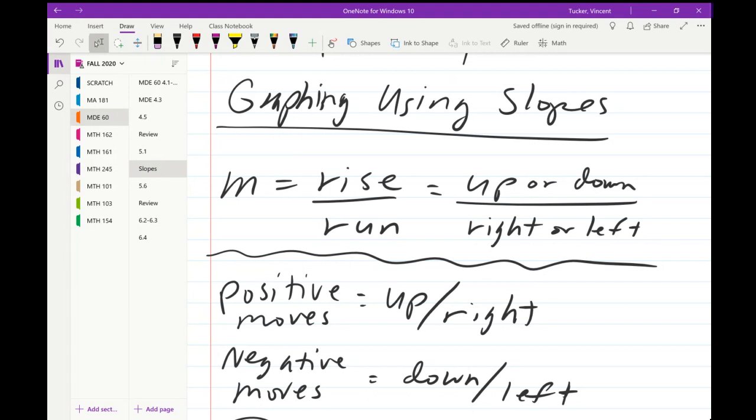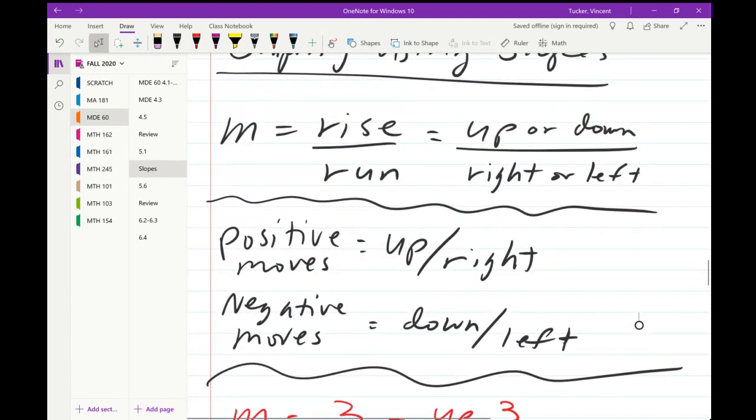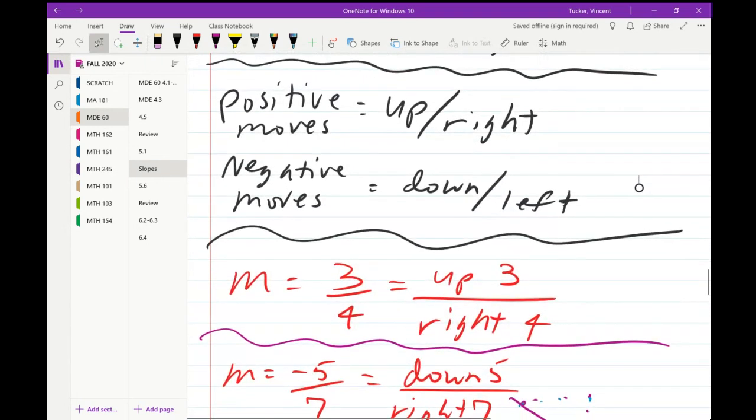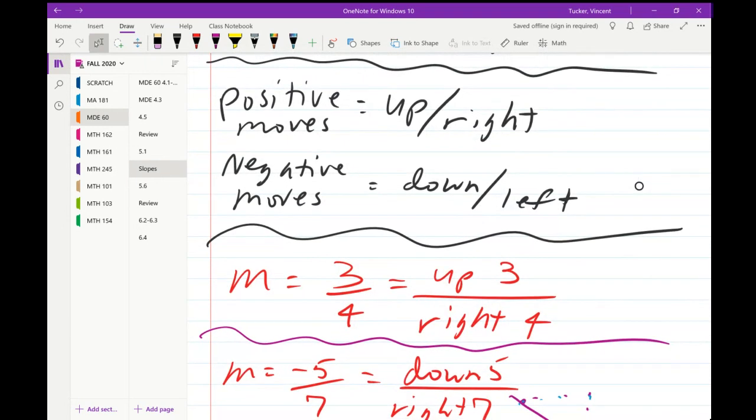So your positive moves will be up and right. Your negative moves will be down and left. All right. So for an example, if I have m equal to 3 over 4, that's a positive 3 over a positive 4. So that means you would go up 3 and right 4.